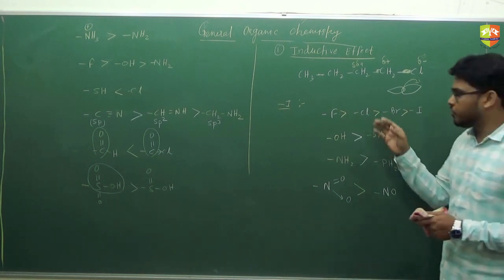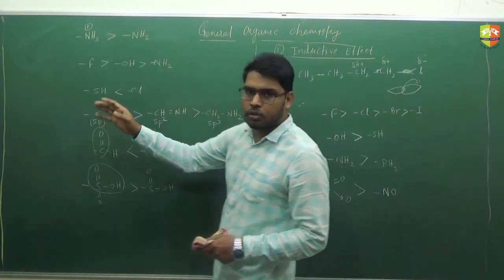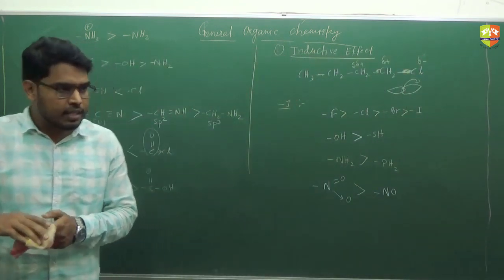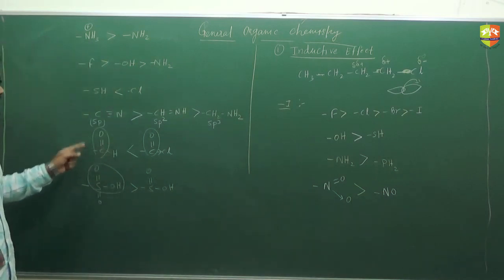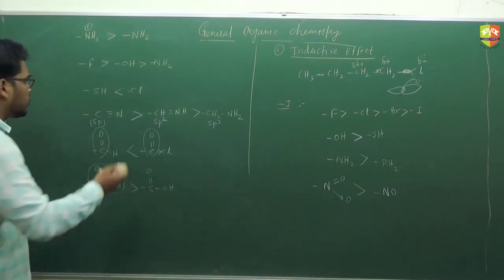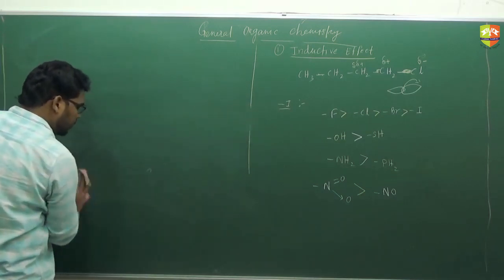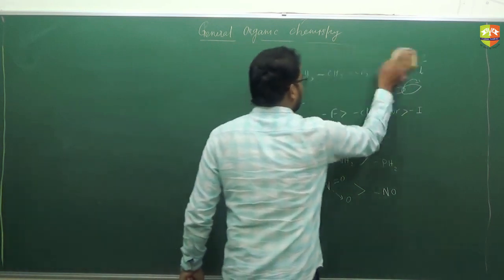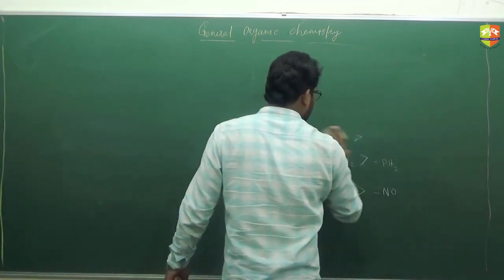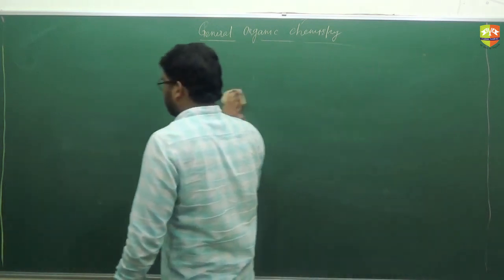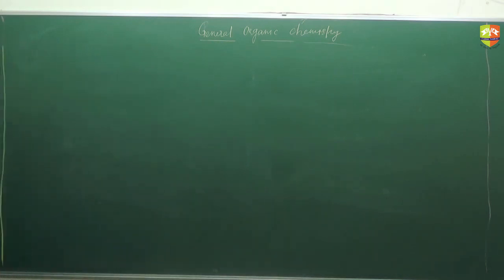But in the exam, if you get this kind of molecules, you know the nature of these molecules is minus I, and which one has more minus I effect, you can compare this way, okay? But you should know this order actually. You should have an idea of which one has more electron withdrawing nature or minus I nature. Okay? So let's write down this order as it is.